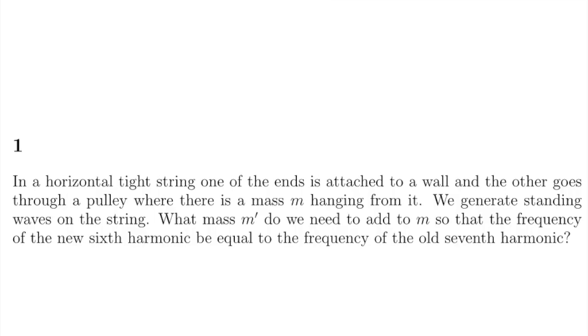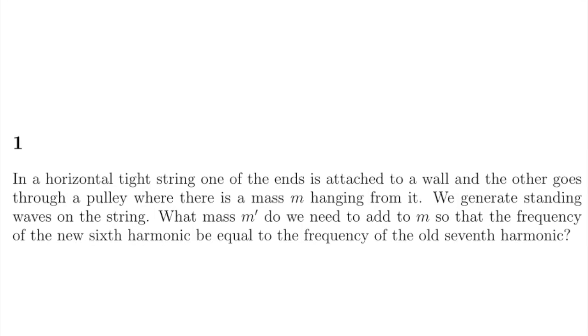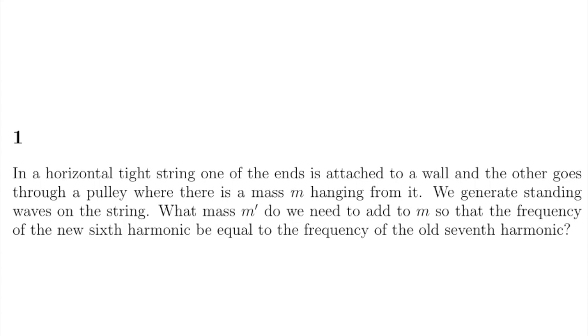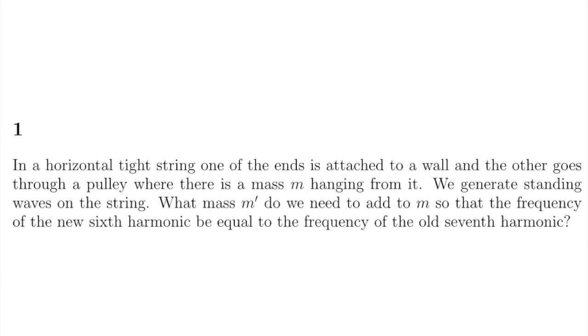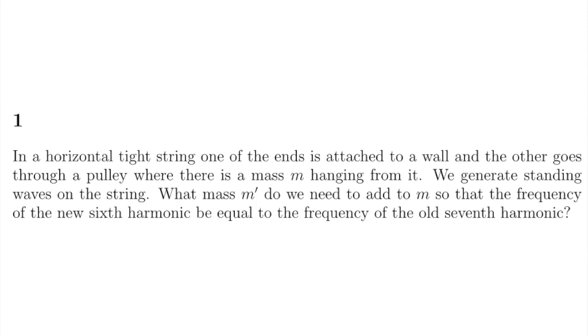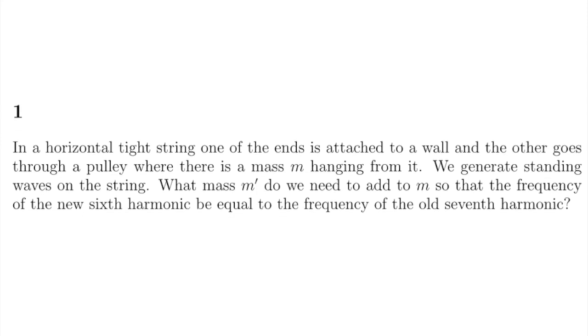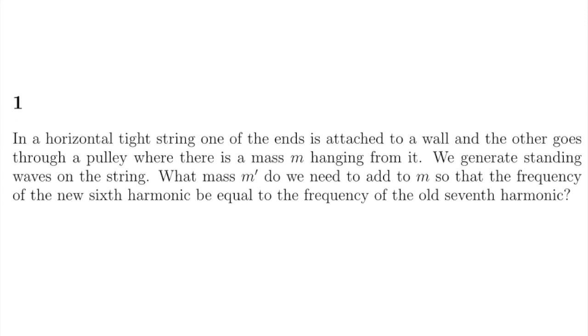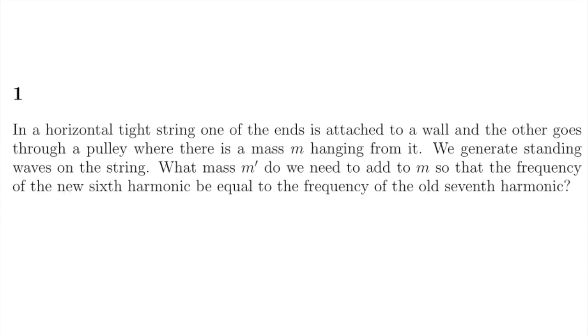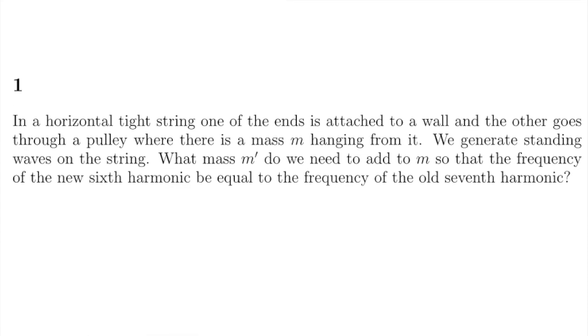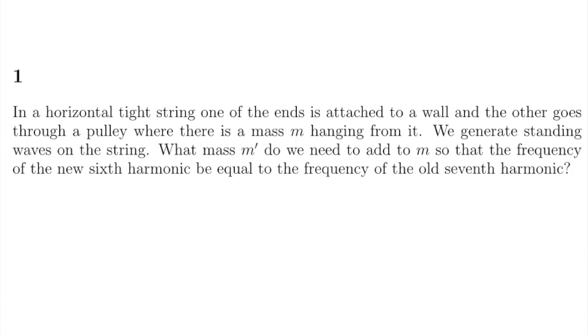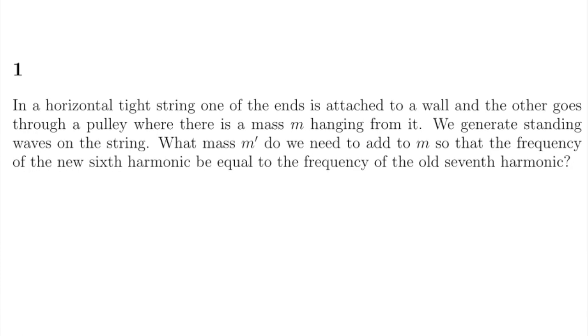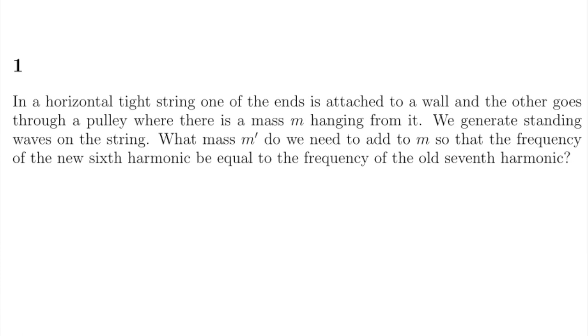Let me read the first one. In a horizontal taut string, one of the ends is attached to a wall and the other goes through a pulley where there is a mass m hanging from it. We generate standing waves on the string. What mass m prime do we need to add to m so that the frequency of the new sixth harmonic be equal to the frequency of the old seventh harmonic? So what does it mean?